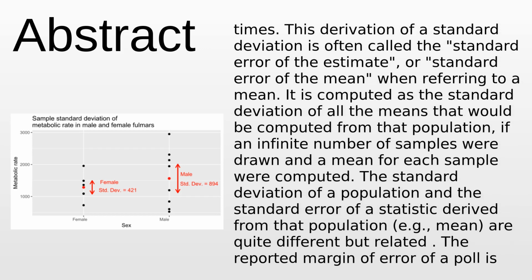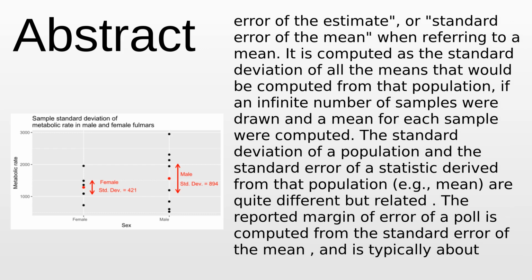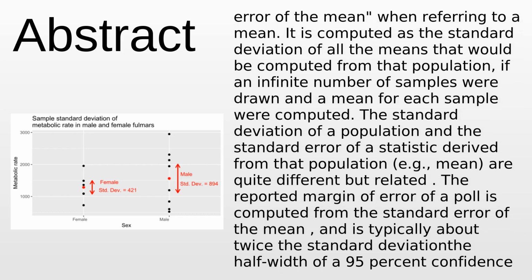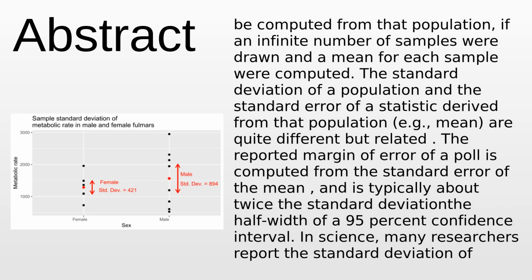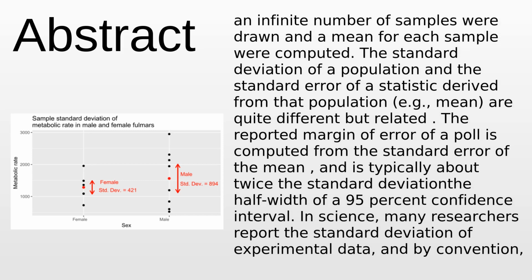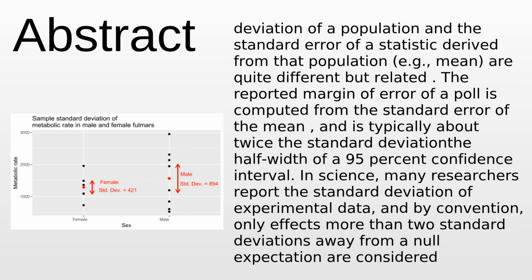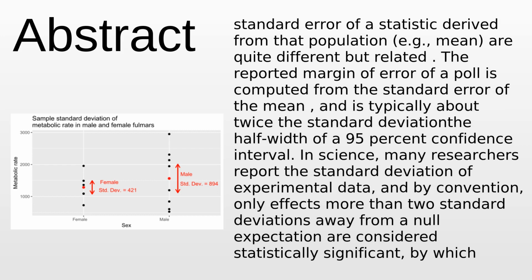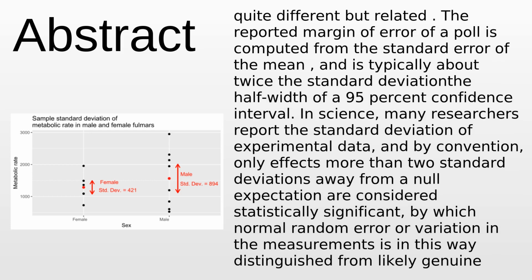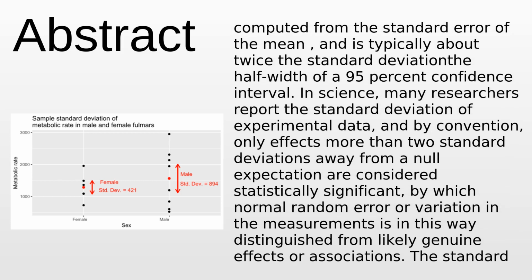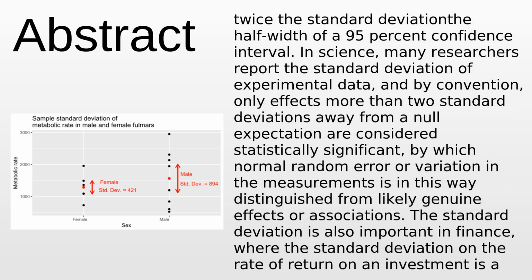This derivation of a standard deviation is often called the standard error of the estimate, or standard error of the mean, when referring to a mean. It is computed as the standard deviation of all the means that would be computed from that population. If an infinite number of samples were drawn and a mean for each sample were computed, the standard deviation of a population and the standard error of a statistic derived from that population, e.g., mean, are quite different but related. The reported margin of error of a poll is computed from the standard error of the mean, and is typically about twice the standard deviation, the half-width of a 95% confidence interval.